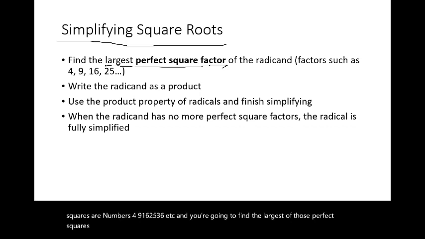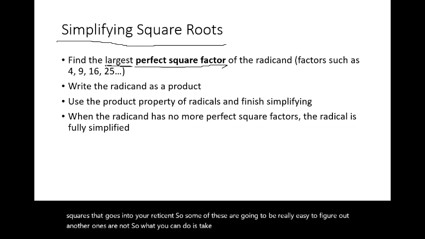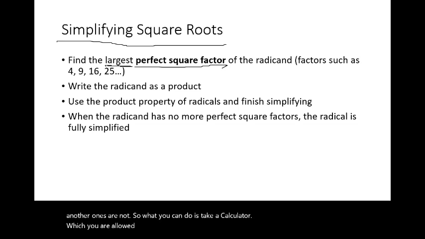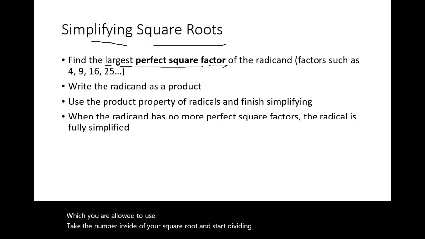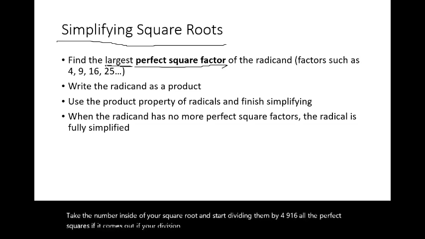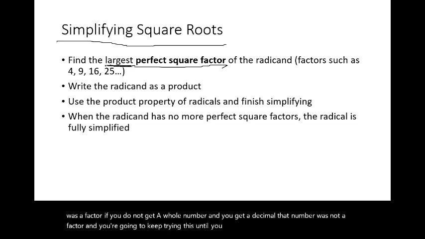So some of these are going to be really easy to figure out and other ones are not. So what you can do is take a calculator, which you are allowed to use, take the number inside of your square root and start dividing them by 4, 9, 16, all the perfect squares. If your division comes out to a whole number, that means that number was a factor. If you do not get a whole number and you get a decimal, that number was not a factor. And you're going to keep trying this until you either find the largest perfect square factor or you run out of perfect squares to try.